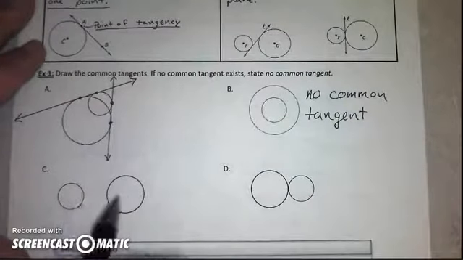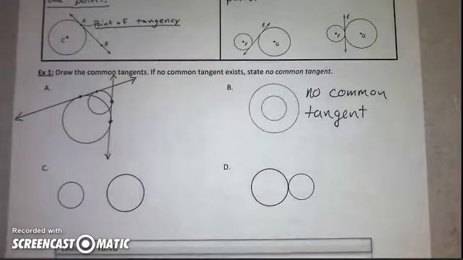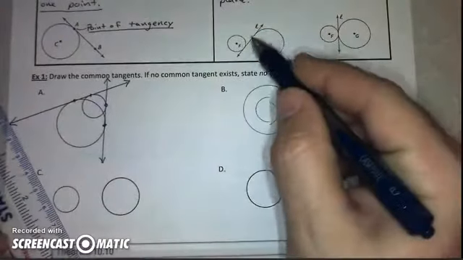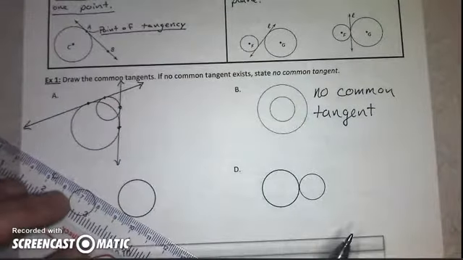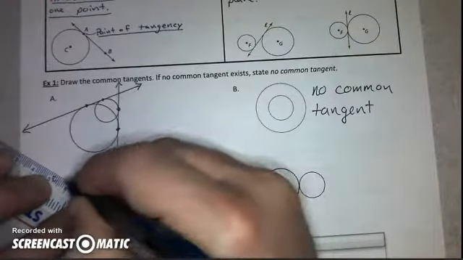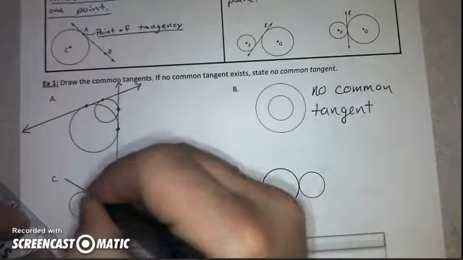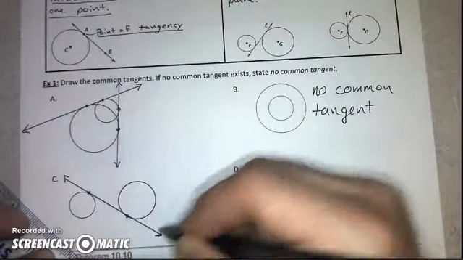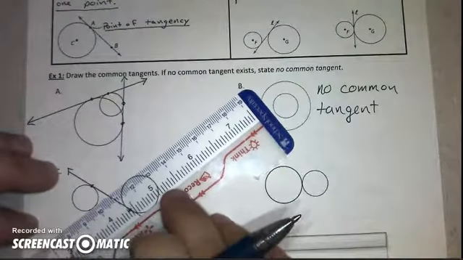But if they are completely separate circles where they do not intersect, they can still have common tangents. As you saw in this example, there's one. Any line that would touch this circle at one point and this circle at a different point, that's a common tangent. But we could have another common tangent if I go the other direction.